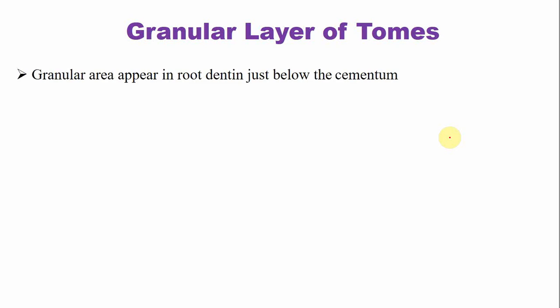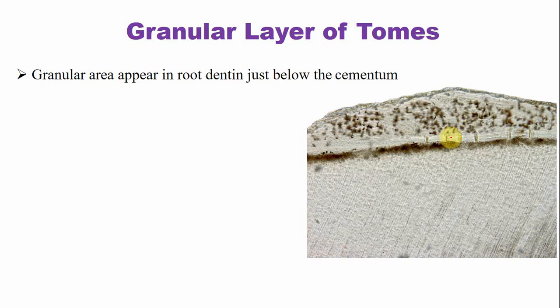they appear just below the cementum in the root portion, root dentin. So these are granular areas that appear in the root dentin just below the cementum. This is a ground section. Here you can see this is the cementum. Just below the cementum, this area is known as the granular layer of Tomes, and this is the remaining dentin.